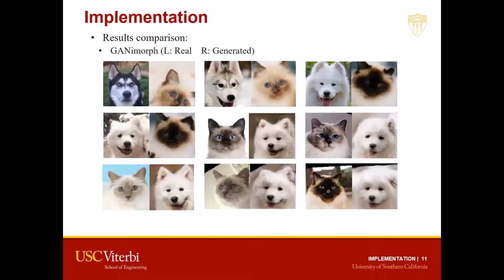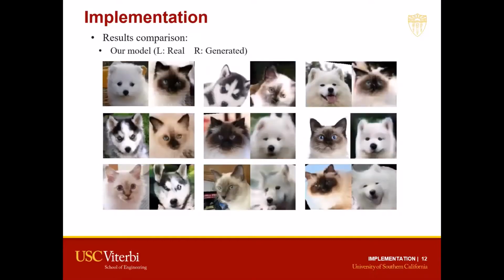From the third row, we could say that the diversity of GANimorph is not so good. Even if the input images are very different, the output images all share the same expression. Our results are shown here. From the first row, the location of the input image is well preserved. Especially from the second image, the face of the husky does not lie in the center of the image, and the generated one is similar.